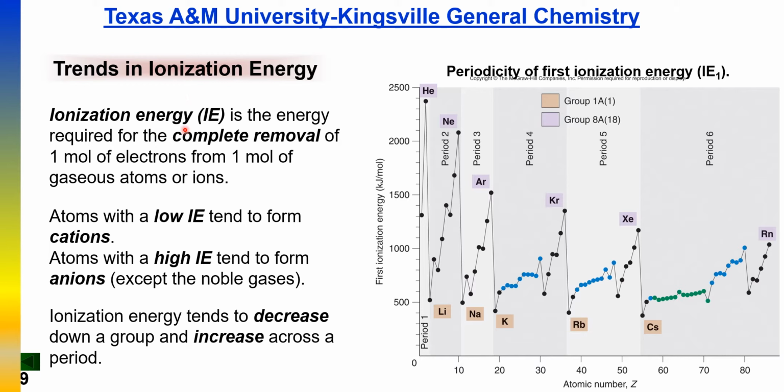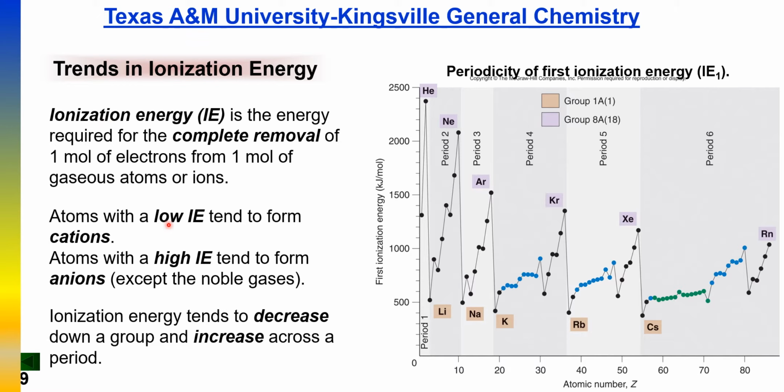The ionization energy can be abbreviated as IE. IE is the energy required for the complete removal of 1 mole of electrons from 1 mole of gaseous atoms or ions. Remove 1 mole of electrons from 1 mole of gaseous atoms or ions, you need energy. That energy in kilojoules is called ionization energy.